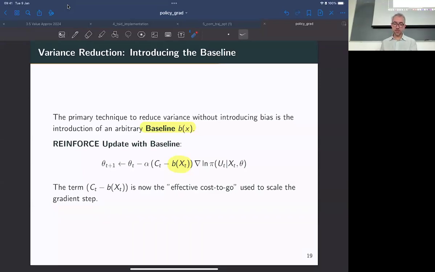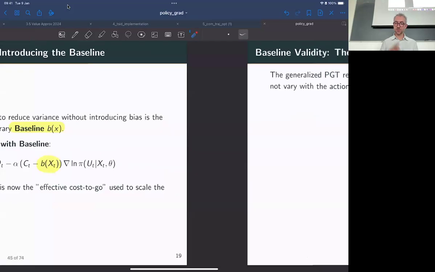And then why is it interesting to do that? Well, because if you choose wisely this baseline, you can reduce the variance of the policy gradient estimate. So we can solve the problem of high variance by means of this baseline. And then we will see also that at an intuitive level, this baseline can make a lot of sense. It's a little trip, so bear with me.